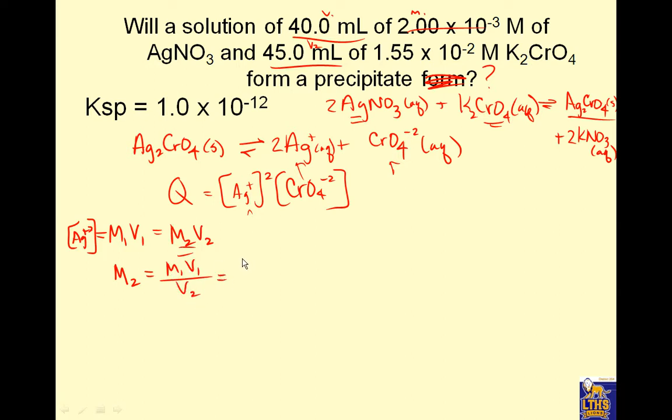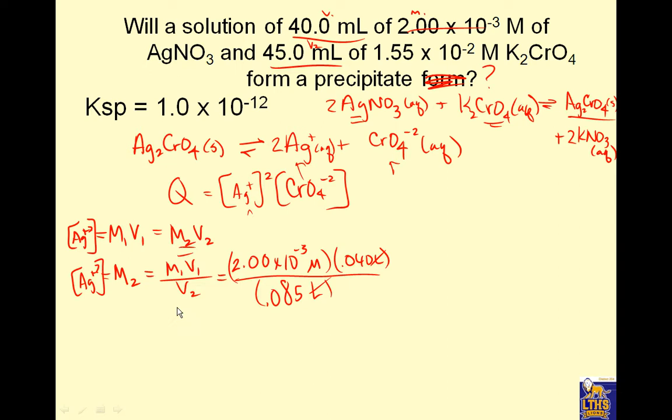So what's the initial concentration of silver ions? Well, we get 1 for every silver nitrate. So 2.0 times 10 to the negative third molar times the volume originally was 0.040 liters, divided by the final volume, which is 0.085 liters because I changed it to liters. So the concentration of silver ions in the solution comes out to 8.21 times 10 to the negative third molar. Not done yet because we only have this number to plug in.